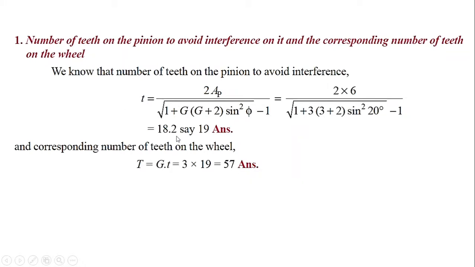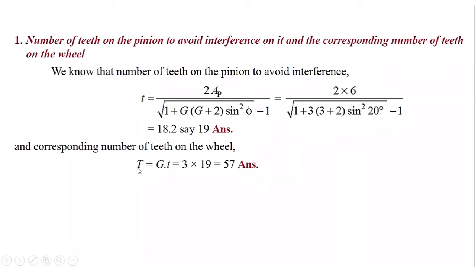Here it is 18.2, which crosses the 18th value. Suppose you get the value of 18.05, you go for the next value, 19. Okay, now you say the 18.2, so the minimum number of teeth to avoid interference is 19 teeth. Correspondingly, the number of teeth on the wheel.